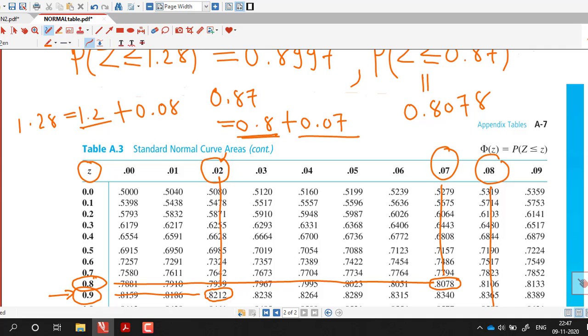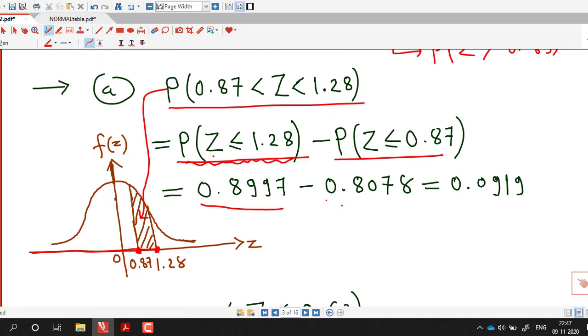So we substitute here both the values, 0.8997 minus 0.8078, and the difference is 0.0919. So the probability that z lies in this interval 0.87 to 1.28 is nothing but 0.0919.